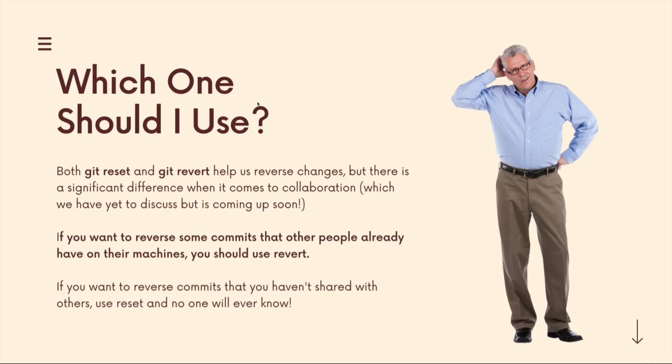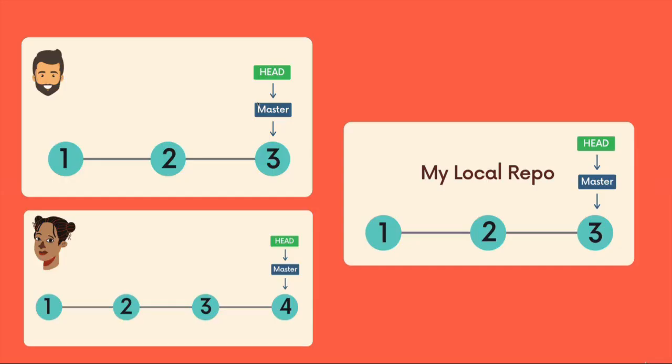Now, potentially, I might make a mistake and make a commit I want to get rid of, and I haven't shared it with anyone else yet. Then it's fine to use reset. Nobody ever knows. They don't have it on their machines. But as soon as collaborators have a commit, if you're trying to get rid of those changes, it's better to use revert. So here's a demonstration, some diagrams.